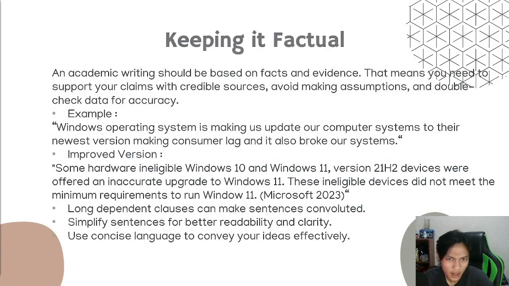So the next one is keeping it factual. It's a given that any research paper, any writing, has to be based on fact and evidence. That means you need something to support your claims, credible sources, or you can gather it yourself. After that, you have to avoid making assumptions, and you have to double check your data for more accuracy.